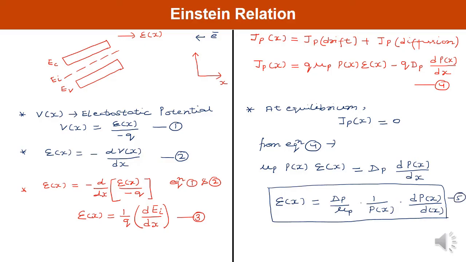So from here you can see that hole concentration p(x) varies, and how does it vary? It varies from the intrinsic carrier concentration, that is from n_i, to a large value as the Fermi level E_F moves from E_i towards the valence band.